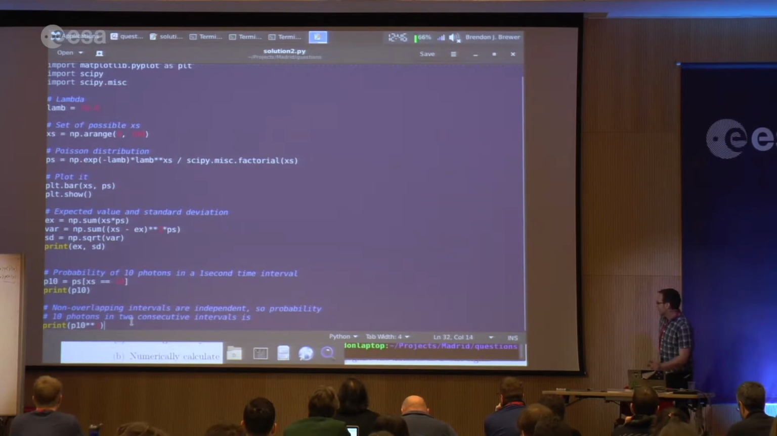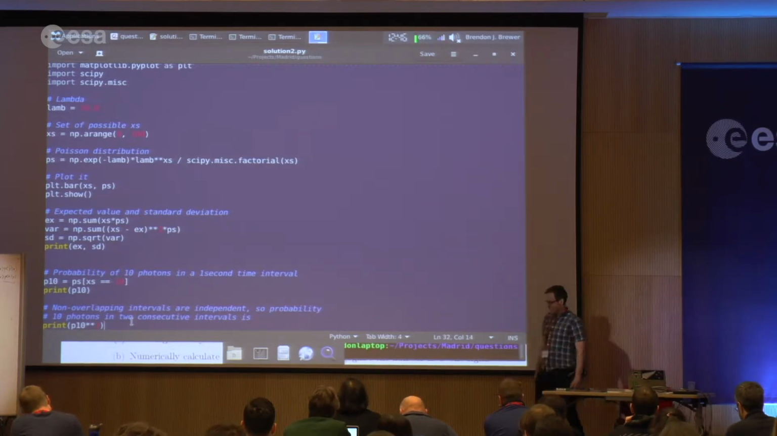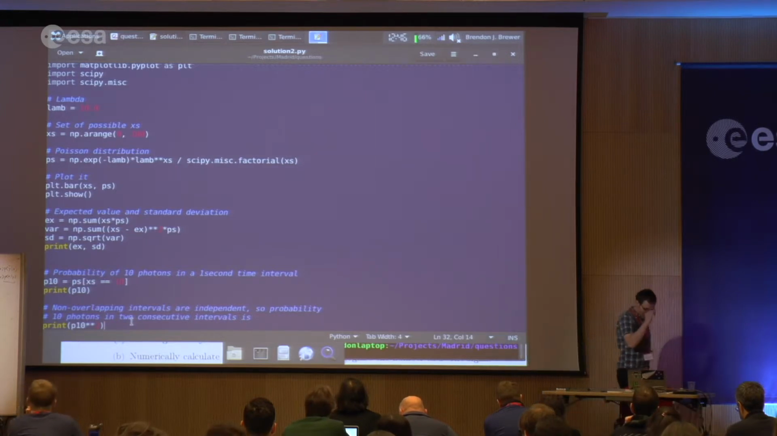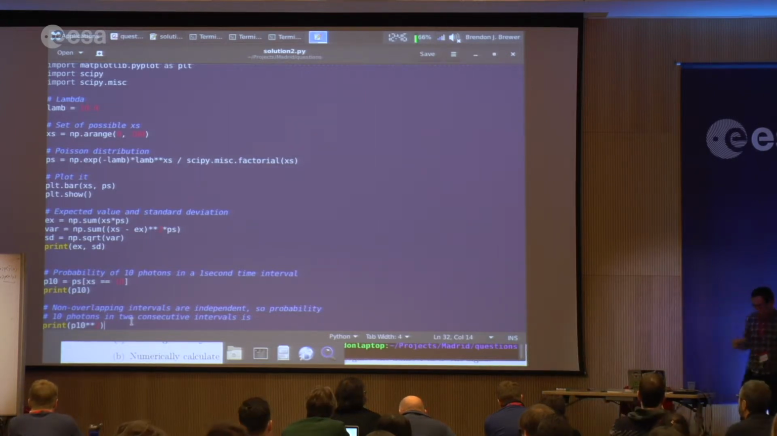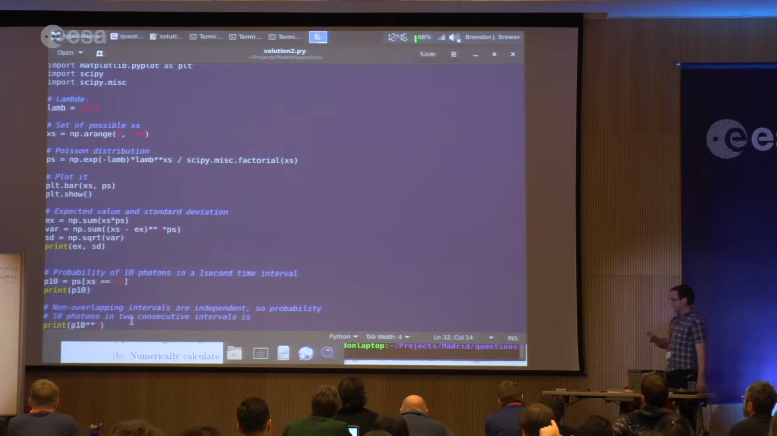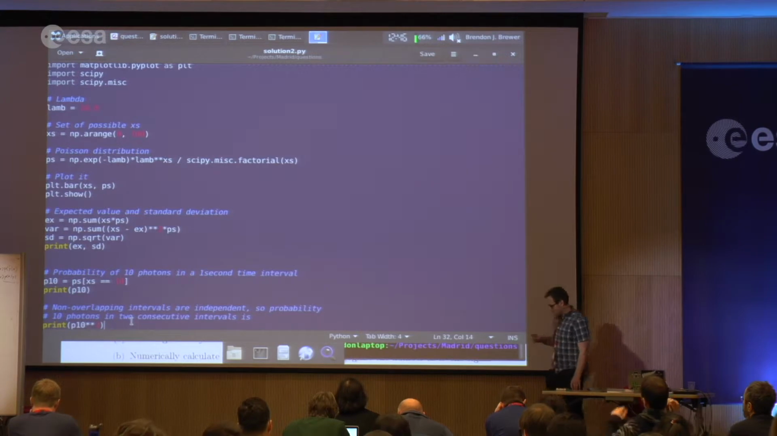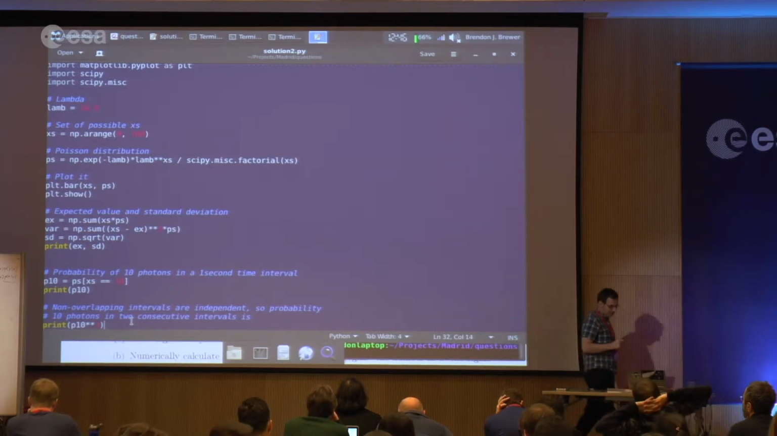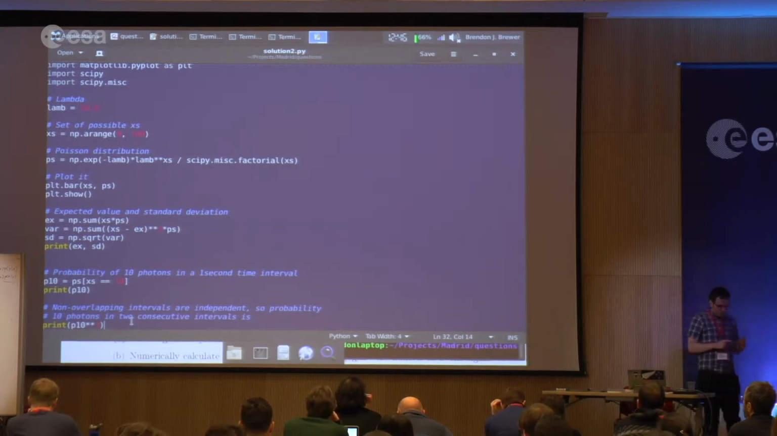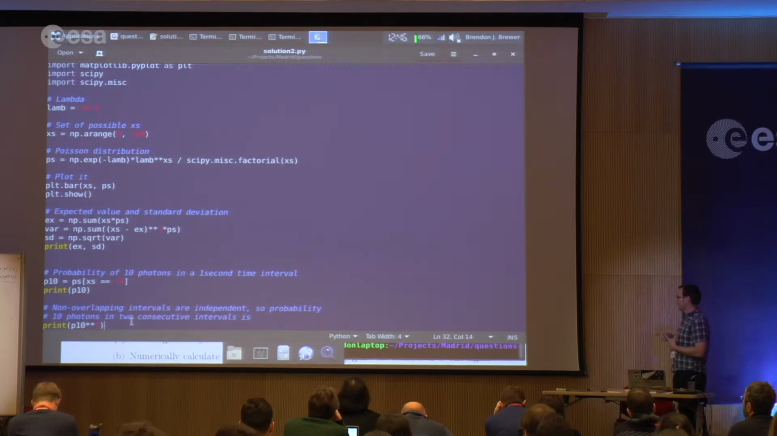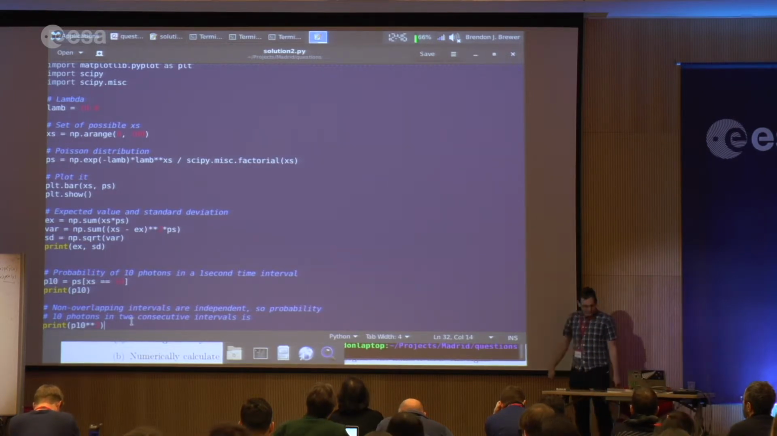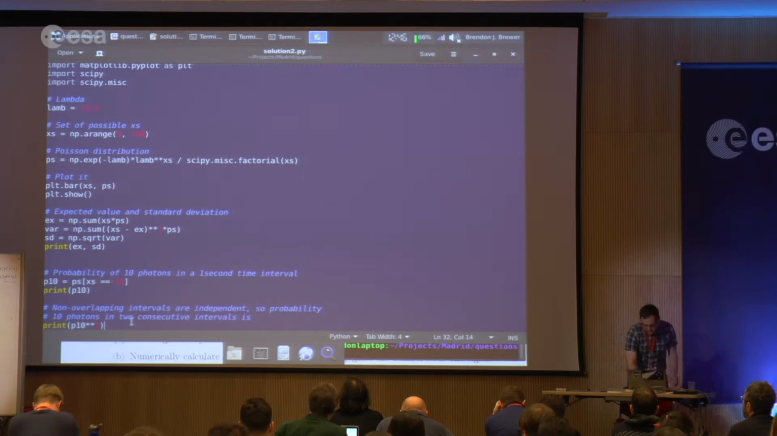If you did get to the end of question 1, the thing right at the end there, I asked about the probability of exactly 10 photons in 2 consecutive intervals. So that's the probability that there's 10 photons in the first interval and there's 10 photons in the second interval. And because it's "and", you use the product rule to calculate it, and because the non-overlapping intervals are independent, which I gave you in the question, you just multiply the 2 probabilities together, which just means squaring. That's why I've got squared there.